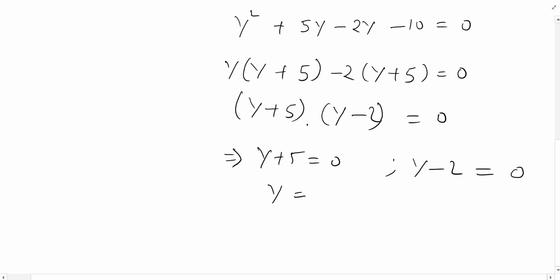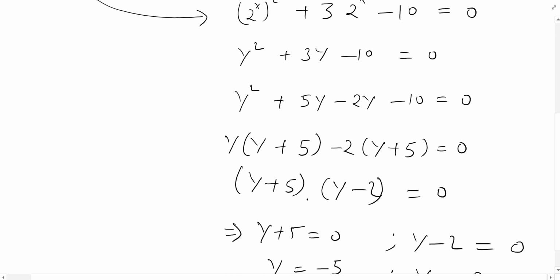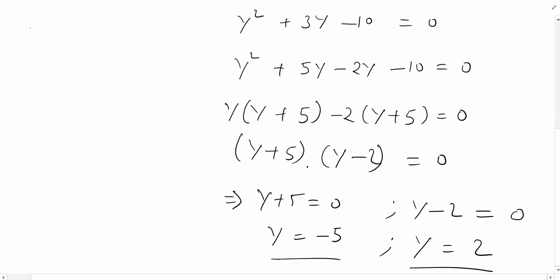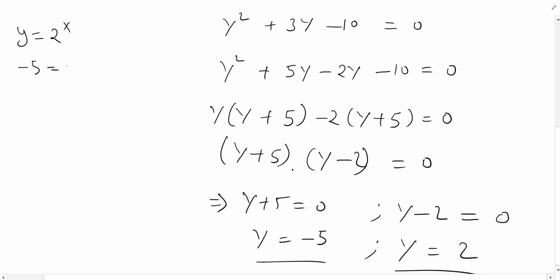Now, from the first equation, we got y is negative 5. So if you move 2 to the right hand side, we got 2. So we have these two values. Now we write down the y value back. So the original y value was 2x. So we substitute y equals to 2x. So my first y value is negative 5. So we write negative 5 equals to 2x. And then we solve it for x value. Now, how can we solve it for x? We can do the log on both sides, right?